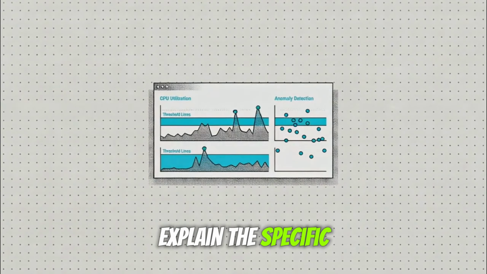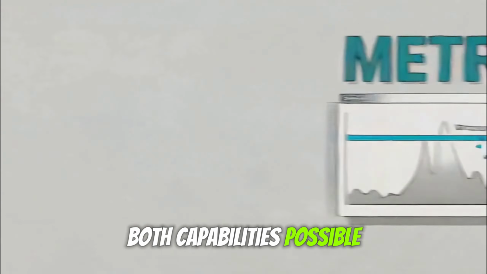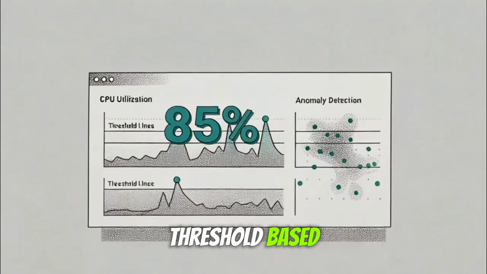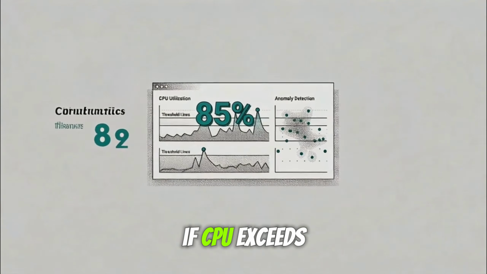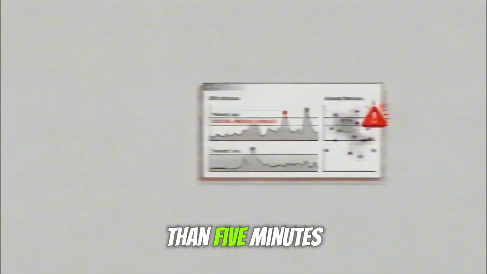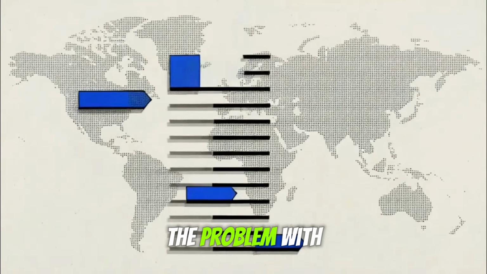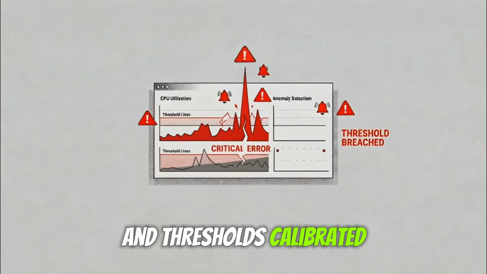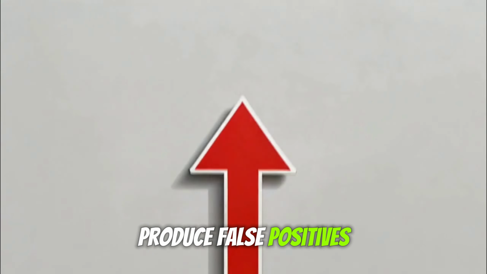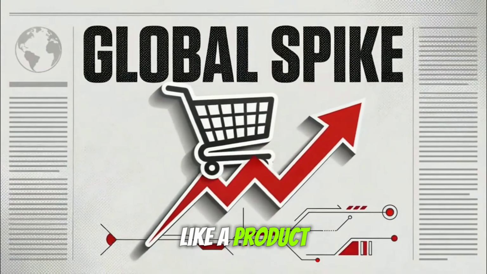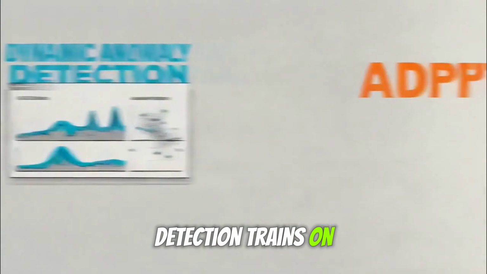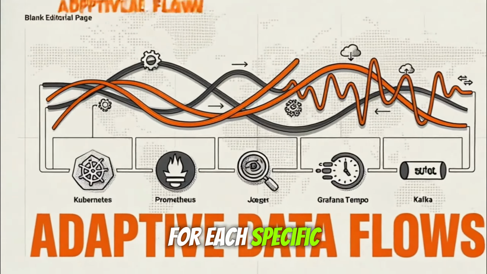Now, let me explain the specific AI techniques that make both capabilities possible. The first technique is anomaly detection. Traditional monitoring is threshold-based. You set a rule that says if CPU exceeds 85% for more than 5 minutes, then fire an alert. The problem with threshold-based monitoring is that every threshold has to be manually configured in advance by a human engineer. And thresholds calibrated for normal traffic produce false positives during legitimate spikes like a product launch or a viral marketing event. AI-powered anomaly detection trains on historical metric patterns for each specific service.